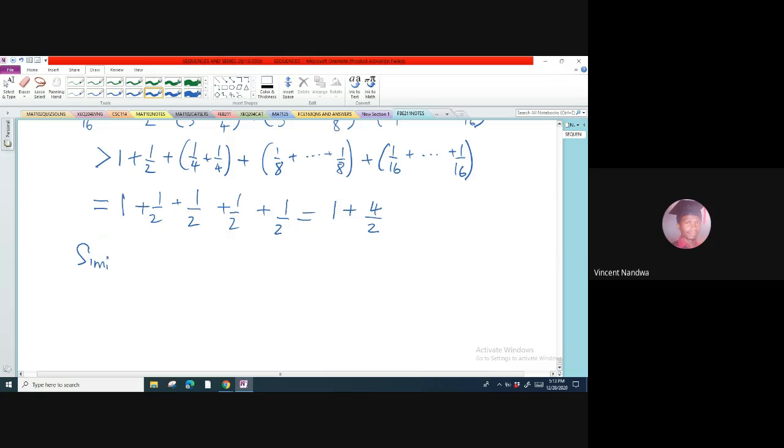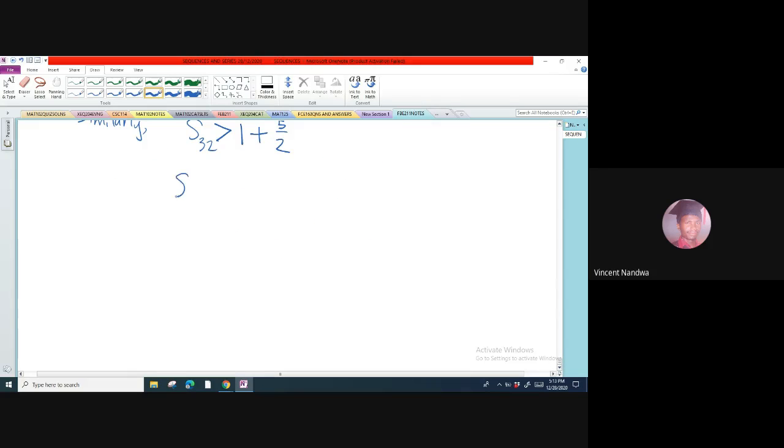Similarly, S32 is greater than 1 plus 5 over 2. S64 is greater than 1 plus 6 over 2. And in general, S2 raised to the power n is greater than 1 plus n over 2.